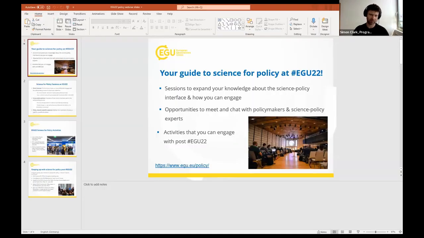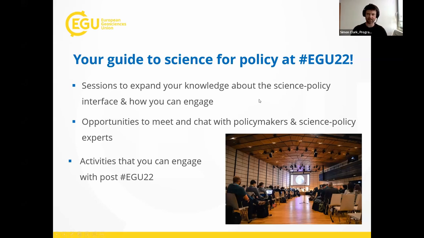So we move on to our final speaker today, which is Kerry Hill, who's here to discuss policy-related events and opportunities at the General Assembly next week. Sorry, I had to unmute myself. Thanks, Simon. I think I've already started sharing my screen. Can you see that okay? Yeah, I can see it fine.